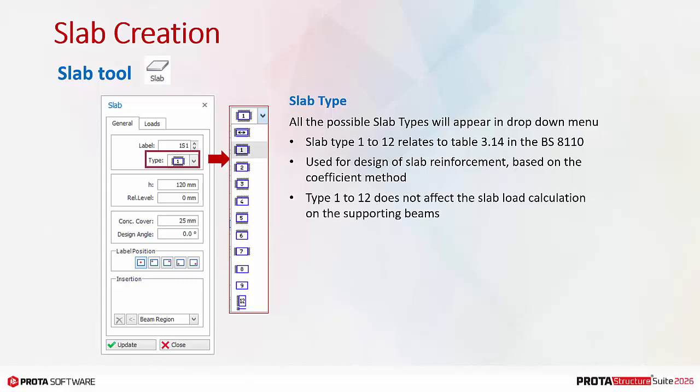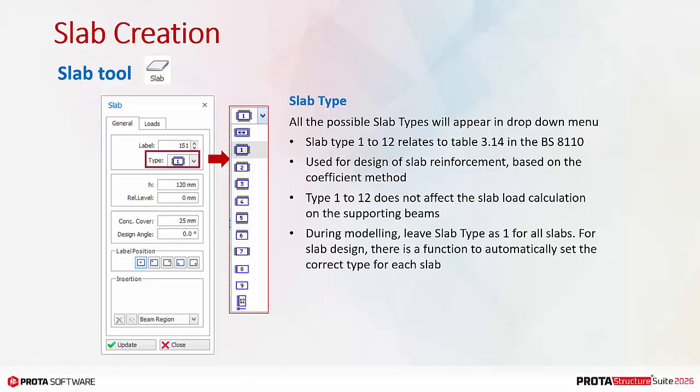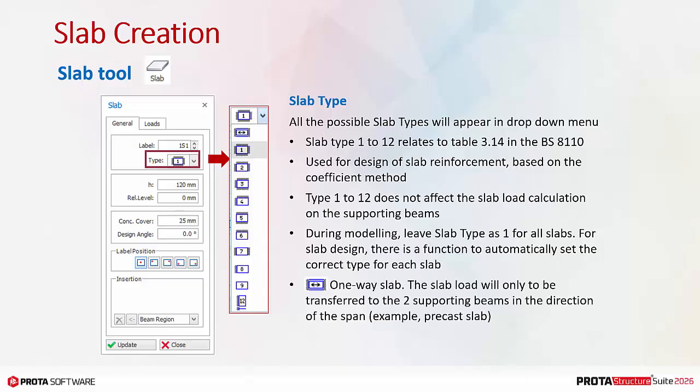Types 1 to 12 do not affect the slab load calculation on the supporting beams. So, don't bother about this during modeling, and leave it as the default Type 1 for all slabs. There is a function to automatically set the correct type for each slab if you wish to use this moment coefficient method to design the slab.